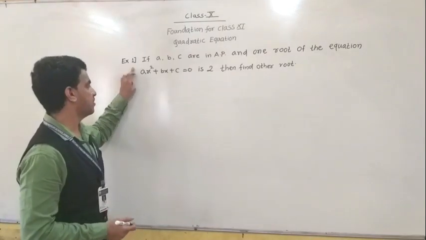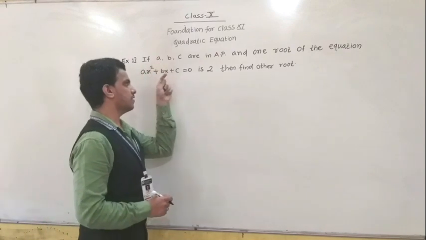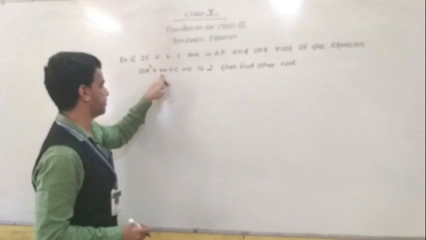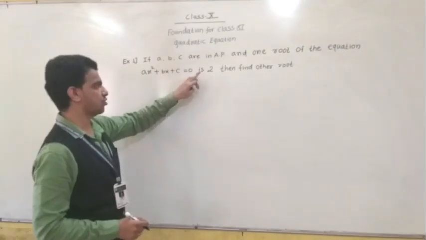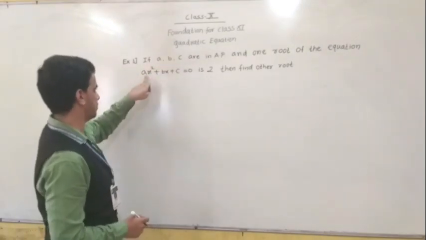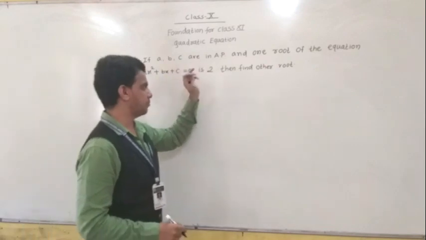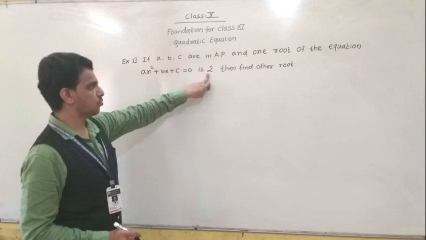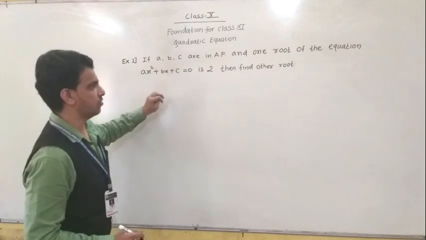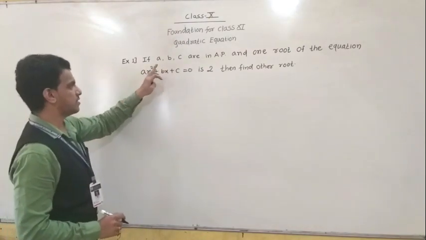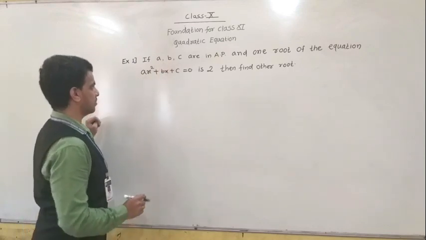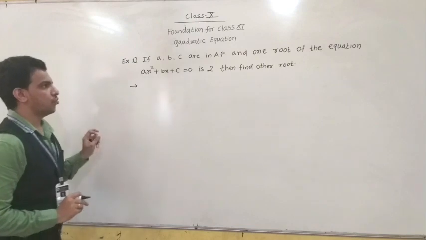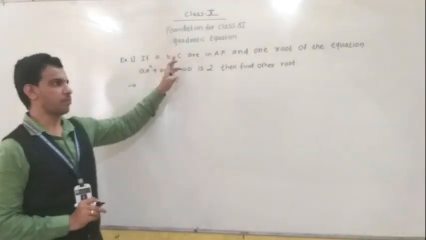So the first example is: if a, b, c are in AP and one root of the equation ax square plus bx plus c is equal to 0 is 2, then find the other root. Now here a, b, c are in AP, and numbers are not given, so we have to first use the property of AP.